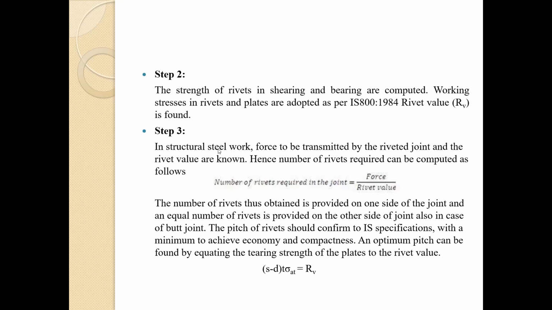An optimum pitch can be found by equating the tearing strength of the plate to the rivet value. Below you can see the formula, and in that way you can find the optimum pitch. S is the optimum pitch, D is the diameter of rivet, t is the thickness, and sigma is 0.6 Fy.